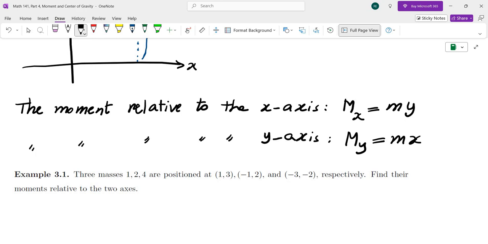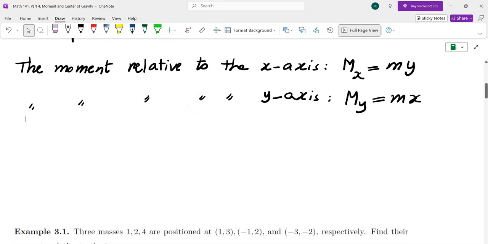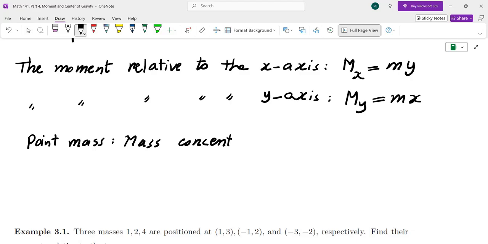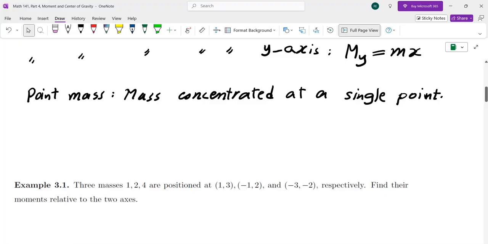Now, a single point with a given mass is called a point mass. So a point mass is mass concentrated at a single point. If I have a bunch of point masses, then I can think about what is the moment of the entire object, the several different points together relative to an axis. And the total moment is just the sum of the moments of those point masses. So let's do an example.